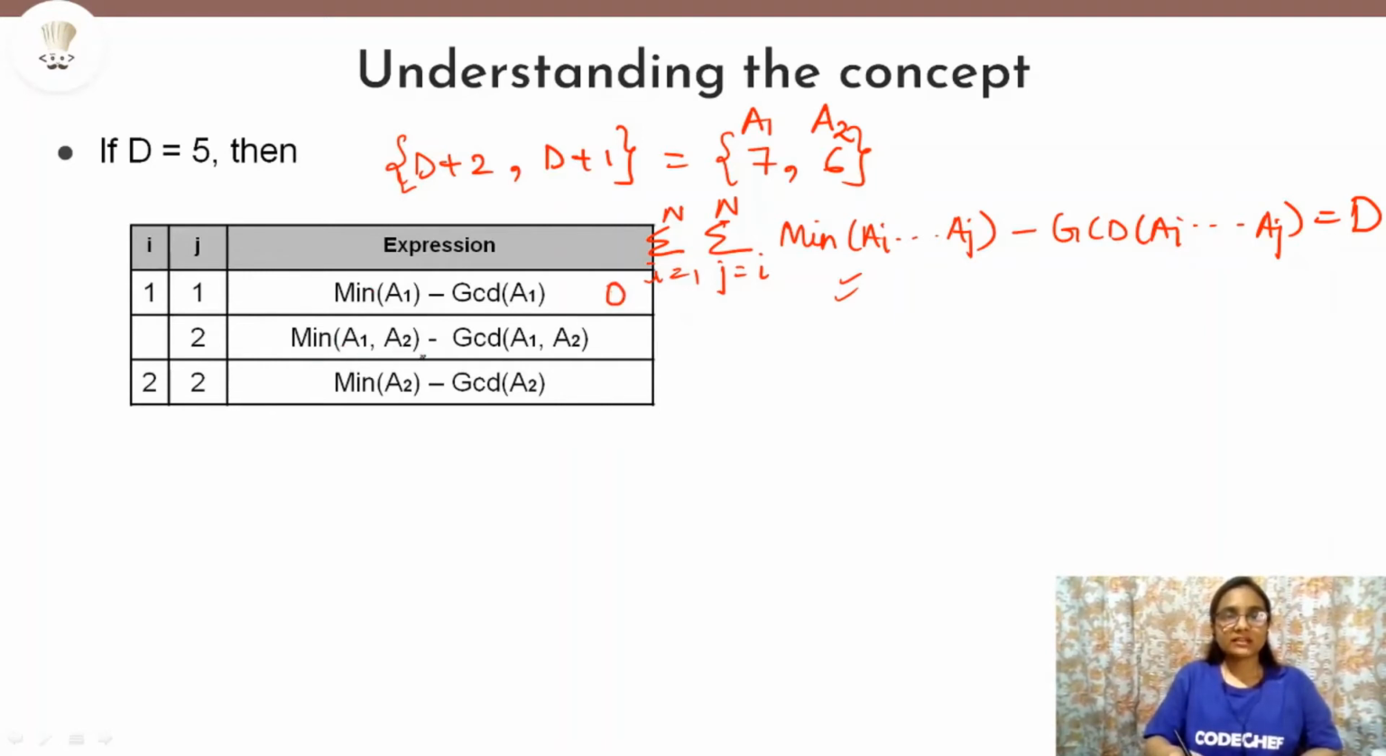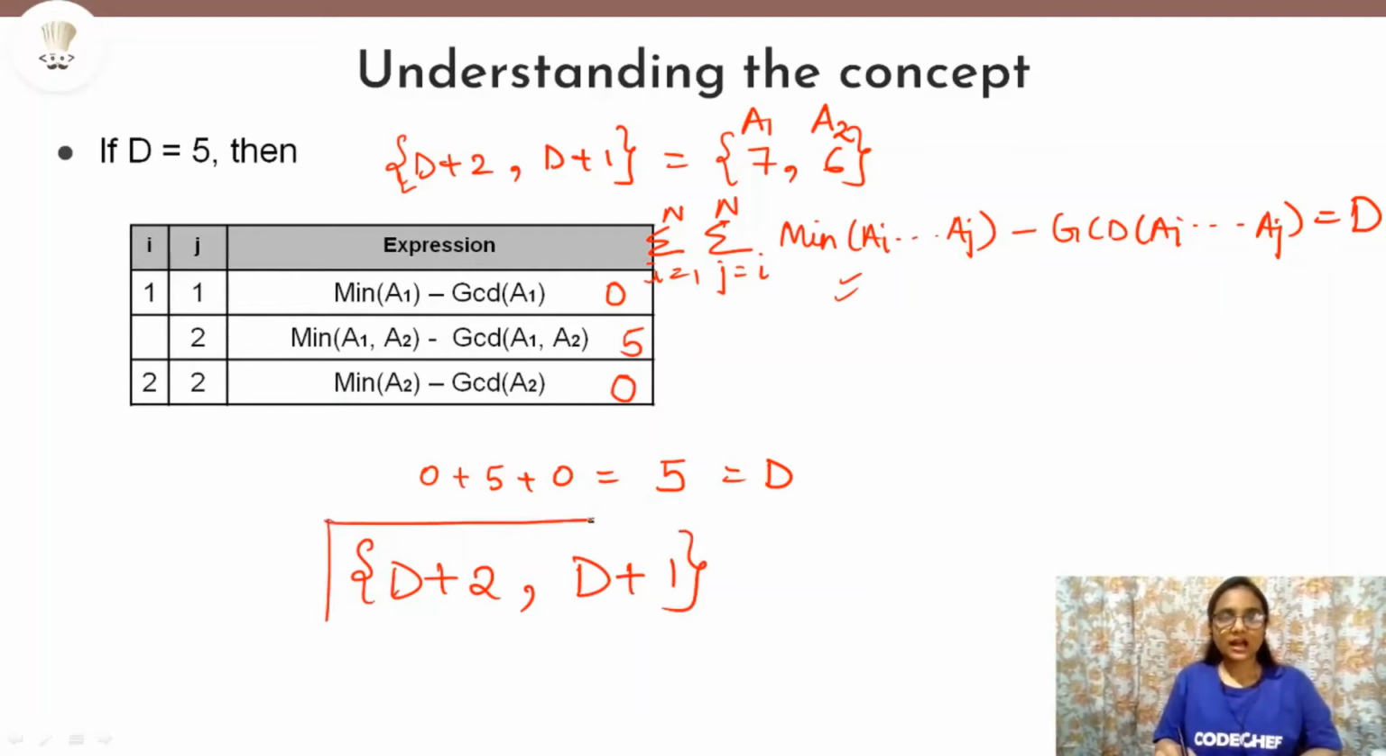Then these are 2 elements A1, A2. So this also we have discussed, that for 2 consecutive elements, what will be our contribution? For D plus 2 comma D plus 1, the contribution is D. So D is 5, so here our contribution will be 5. And again, this is a single element, so again, the contribution will be 0. And after adding all these, 0 plus 5 plus 0, we have got our answer as 5, which is equivalent to D. So what sequence are we supposed to take each time? For any D, we can take this sequence D plus 2 comma D plus 1. This will be our sequence, and the length of the sequence will always be 2.